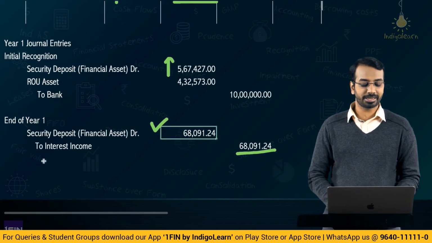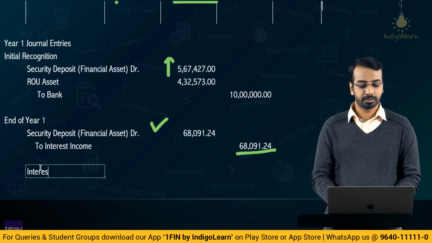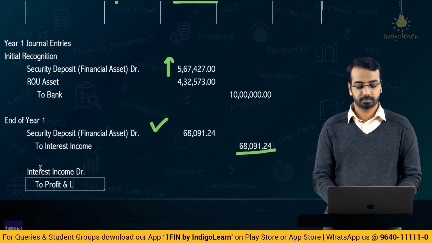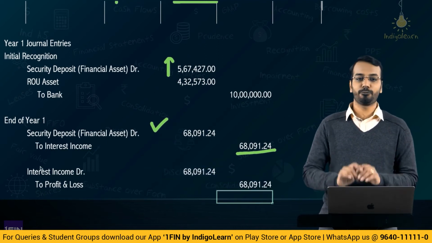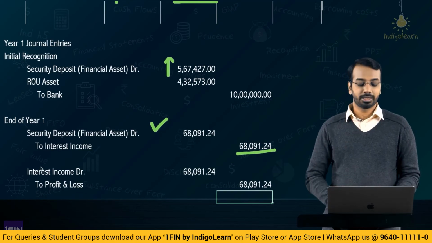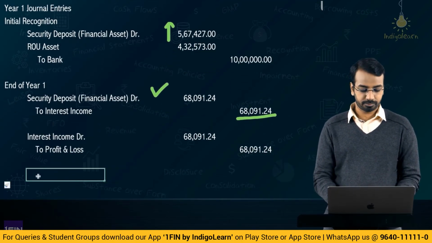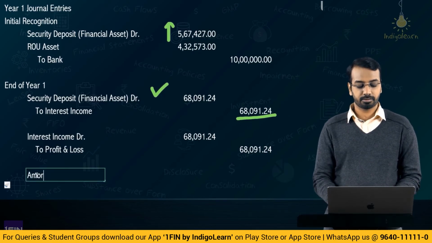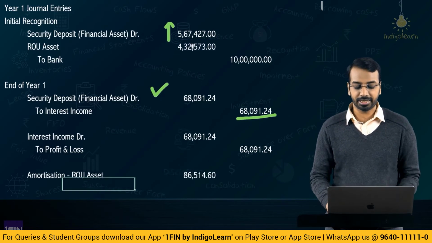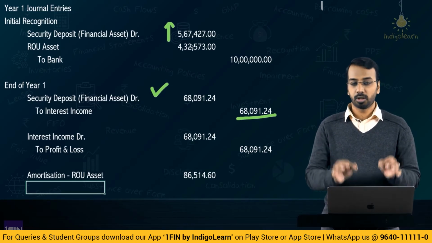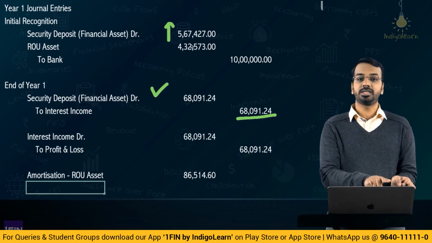Okay. So, this interest income will be transferred to P&L, 68,091.24. Then you will also have amortization, right? So, amortization, right of use asset, how much? Whatever is the right of use asset, 432,573 divided by 5 years, assuming straight line method, 86,514.60. If you have not completed Ind AS 116, please ensure you complete that.